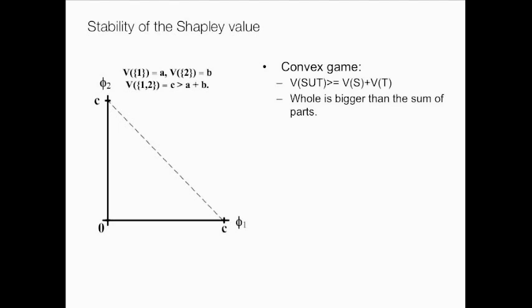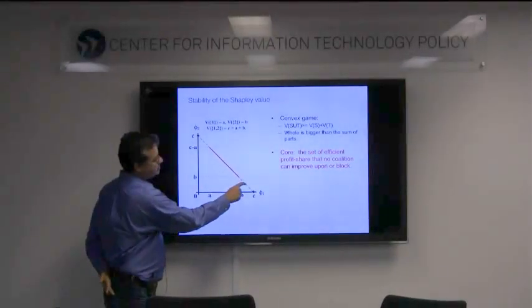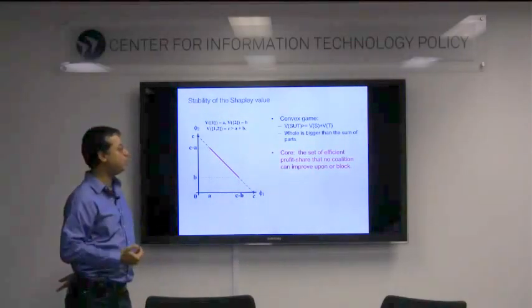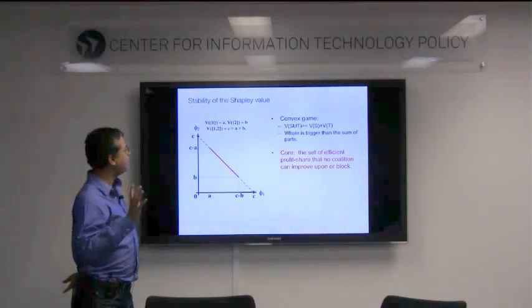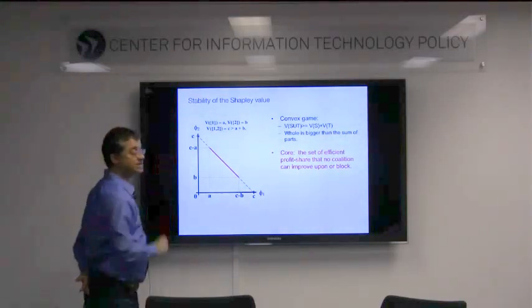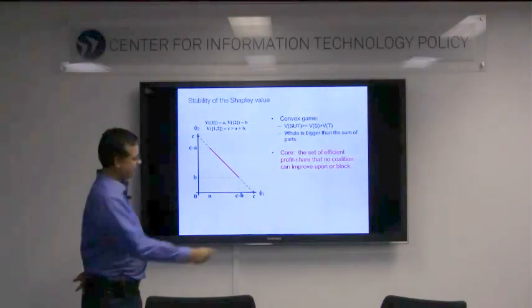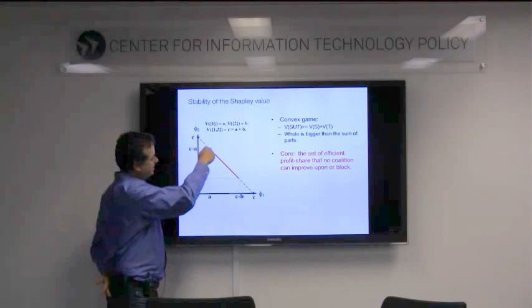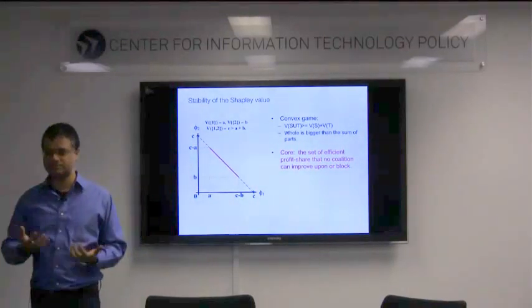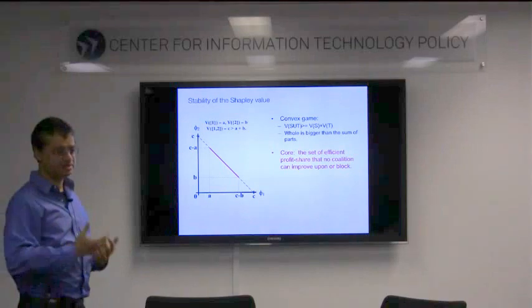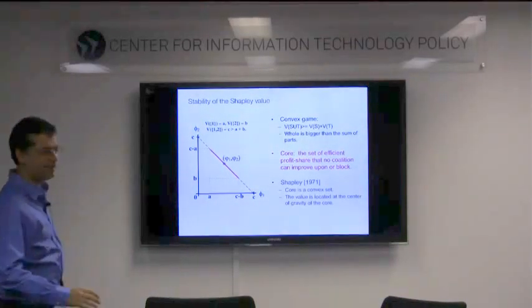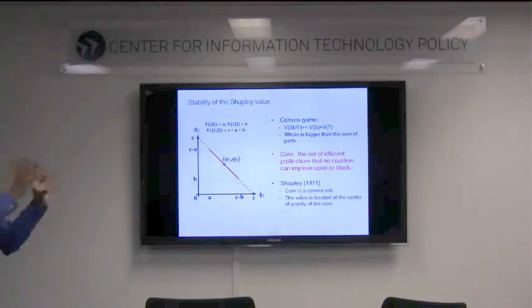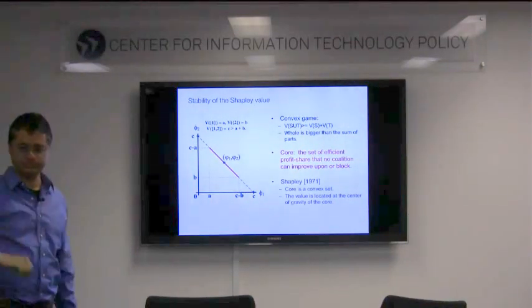If you have any allocation within the core, then x is going to be greater than A, and y is going to be greater than B. If you have a solution which is somewhere here, then x is going to get more than A definitely, but y, the second player, is going to get less than B. So if you have a solution here, player 2 has an incentive to leave. If you have a solution here, player 1 has an incentive to leave. Within here, both of them are improving their position, so they have no incentive to leave. They'll stay there. So that's a stable solution, and the Shapley value is in the middle there. So this is a simple two-dimensional example. It extends to n dimensions.